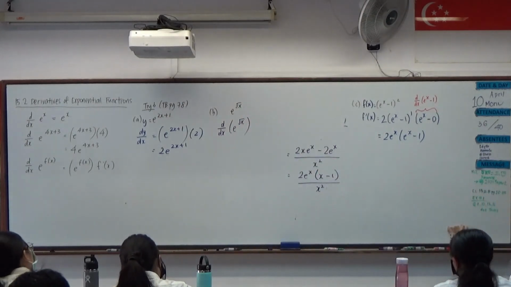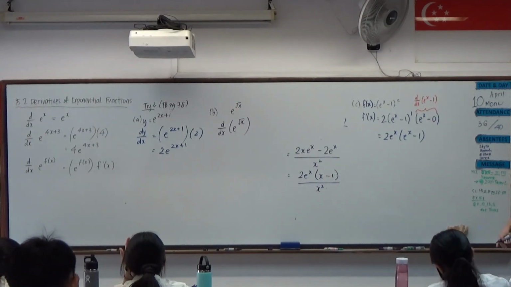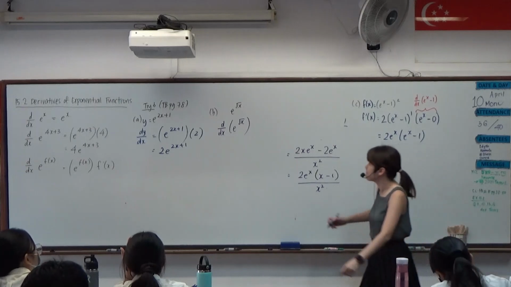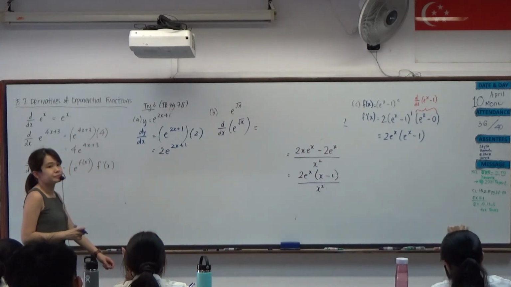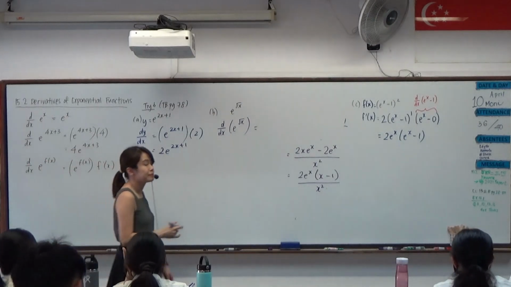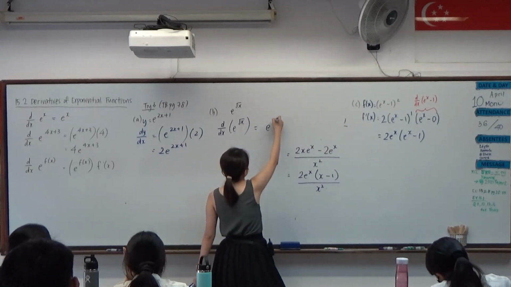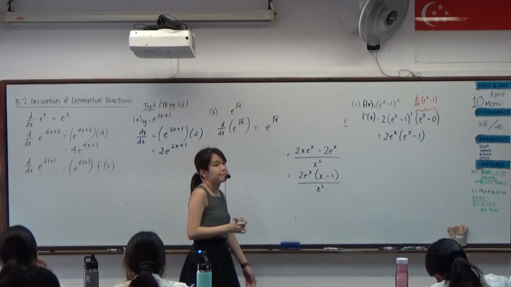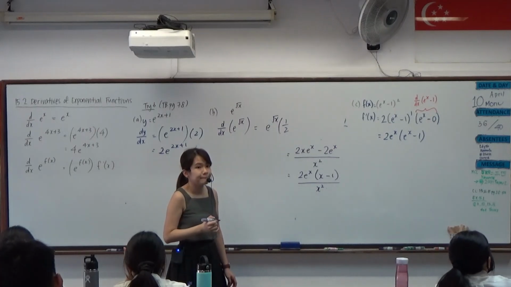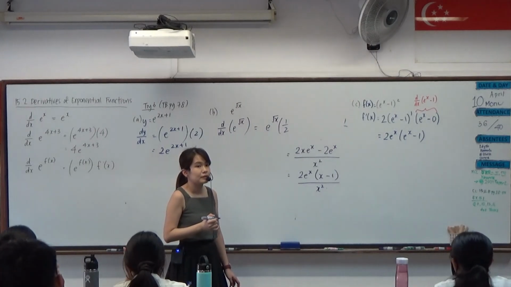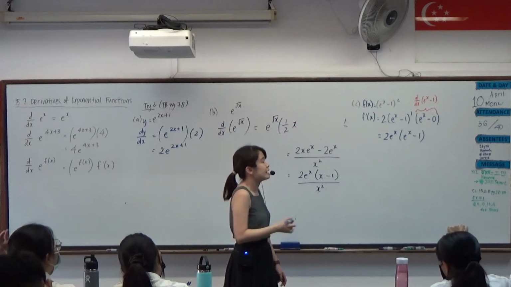Differentiate e to the power of square root x. What do you think the answer will actually be there? Can someone give me an answer? Sorry? e to the power of square root x followed by half, then x to the power of negative half.